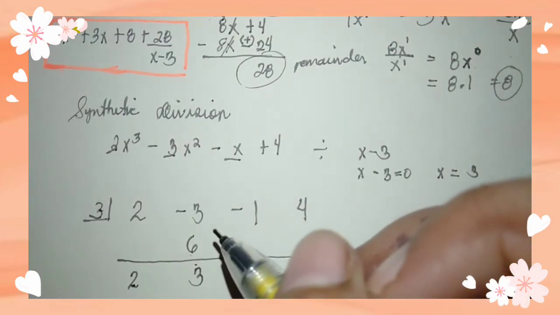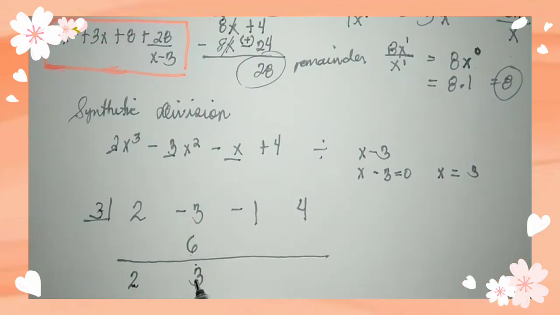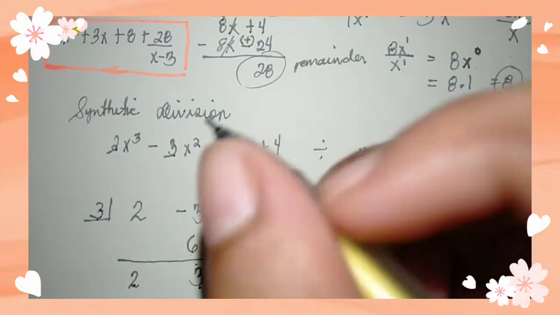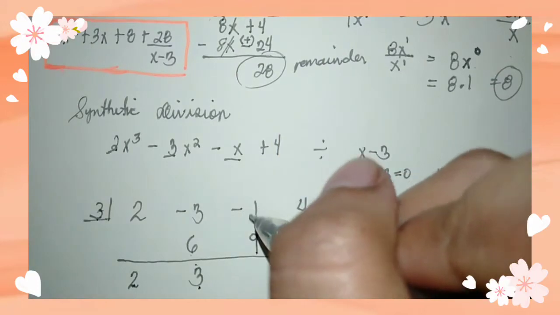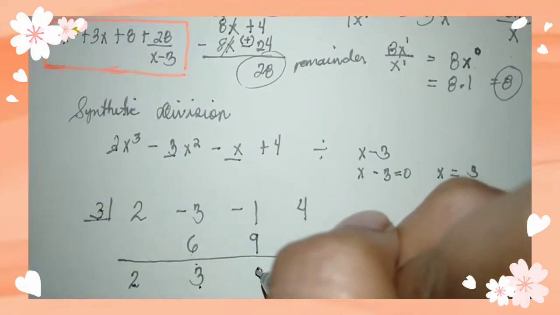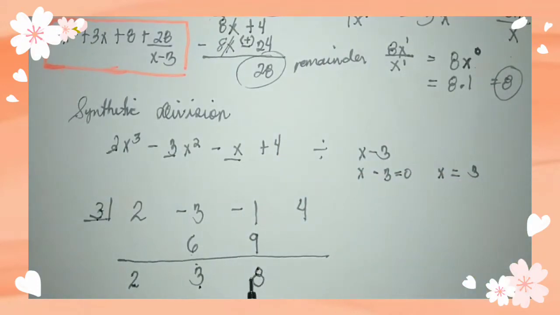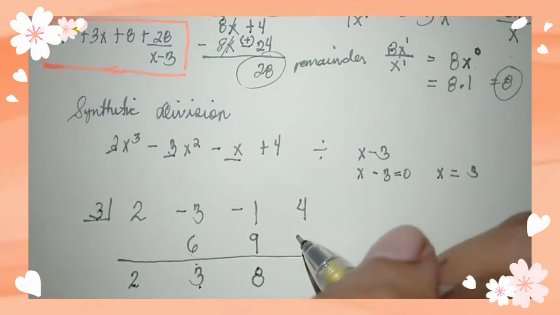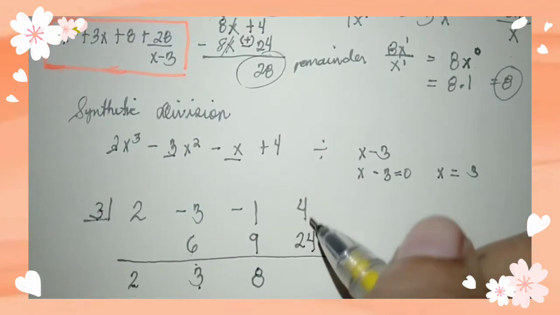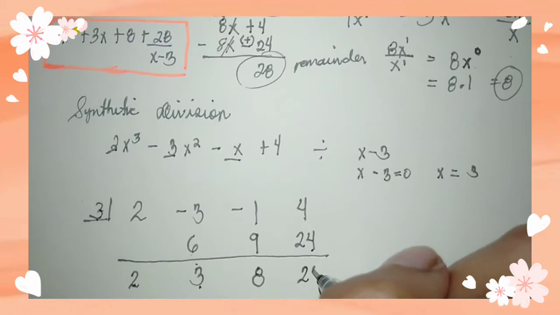Same process. Ganun lang din yung process niya. So, we have 3 times 3 is equal to 9. And negative 1 plus 9 is positive 8. And then, 8 times 3 is 24. And 24 plus 4 is 28.